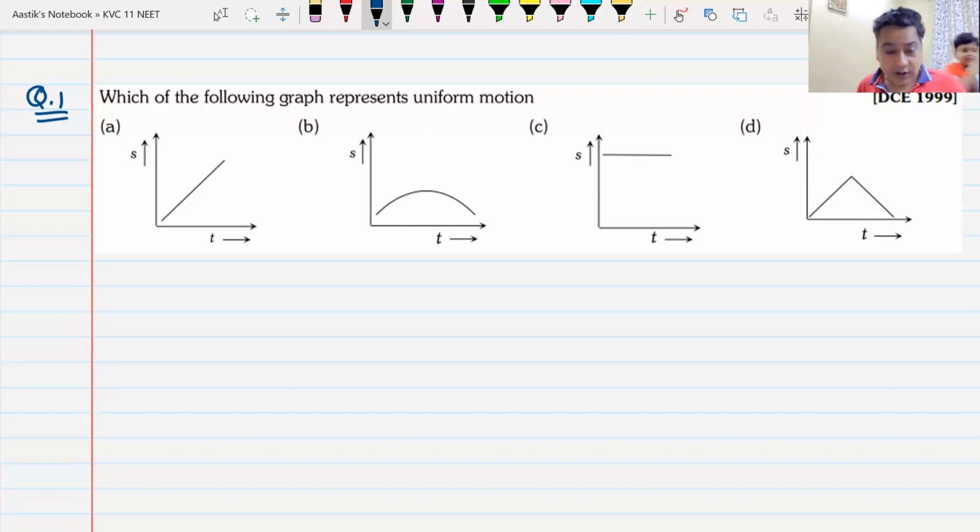Hello. So option A, because this graph is a straight line. Position time graph is a straight line, velocity is constant. This graph is also a straight line, but we don't call it uniform motion because this represents a particle at rest. Do we understand this? Okay. Things are looking good now. Well done.